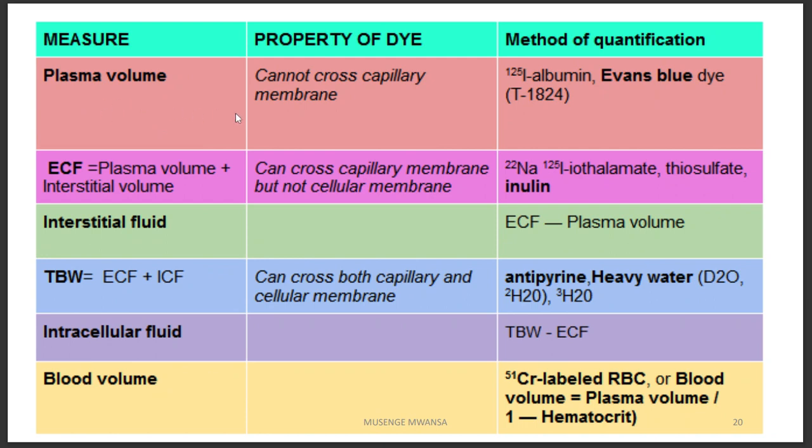For plasma, we want a dye that can't cross the capillaries, which will just remain in the blood vessels. So we can use iodinated albumin, we can use Evans blue. For ECF, we want something that cannot go into the cells. So we can use thiosulfate, iothalamate, sodium, inulin. And inulin is the best that we're able to use.